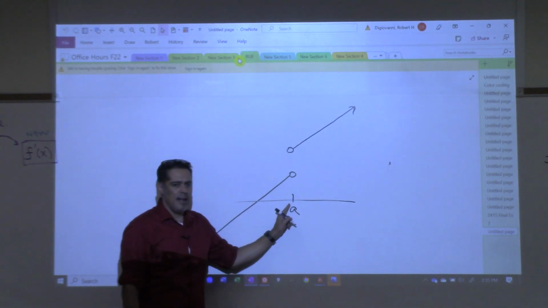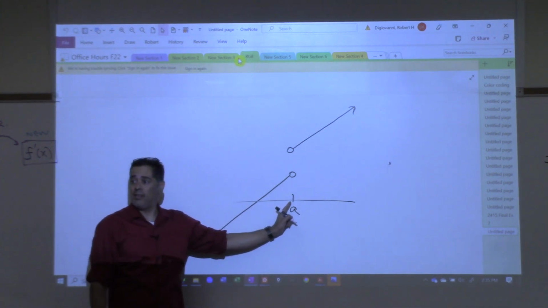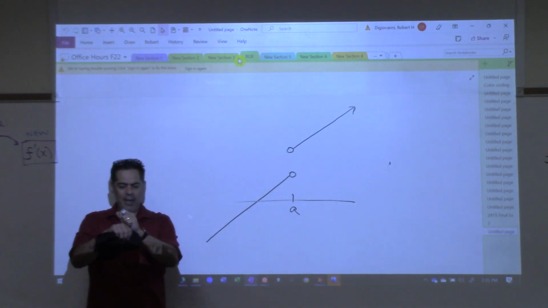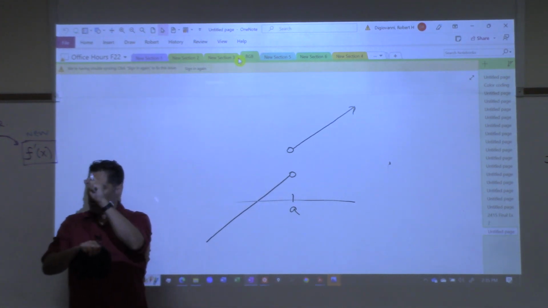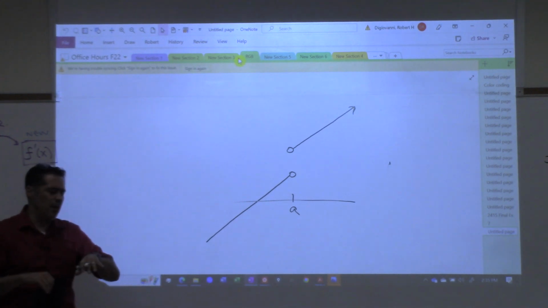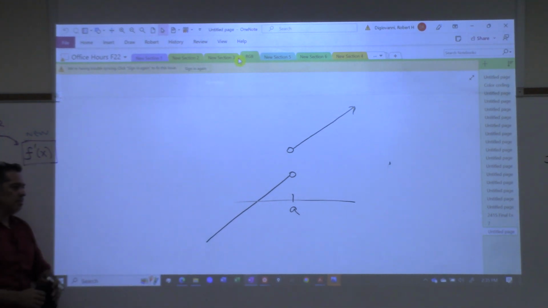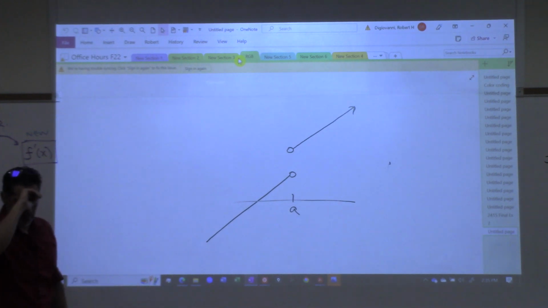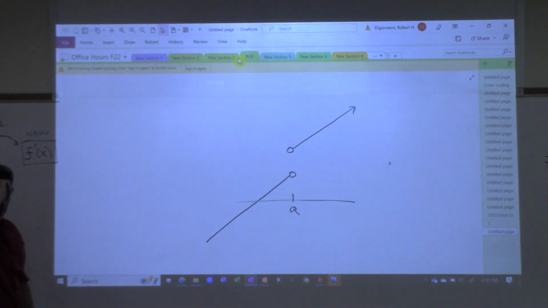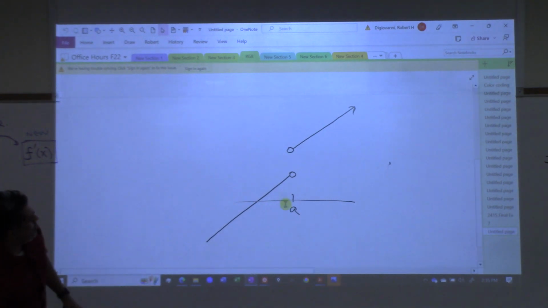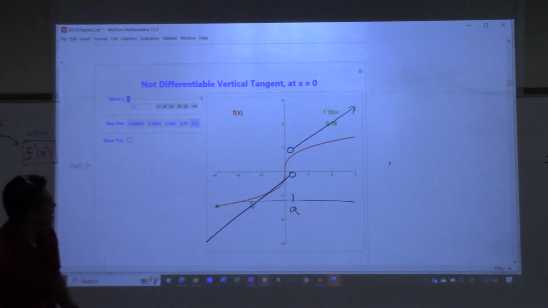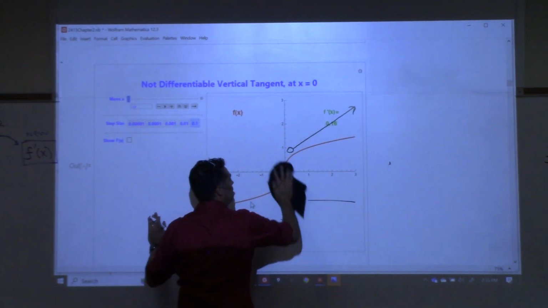I cannot say that I'm differentiable at A because that would mean that I'm continuous at A, and this is not continuous at A. So anywhere you have a break in the graph or a jump in the graph, you will fail to be differentiable at that point. So corners and cusps are your first group where you would fail to be differentiable. Anytime you have a jump in the graph, at the point that you have the jump, you would fail to be differentiable. And then the last one is the vertical tangent, which we looked at.